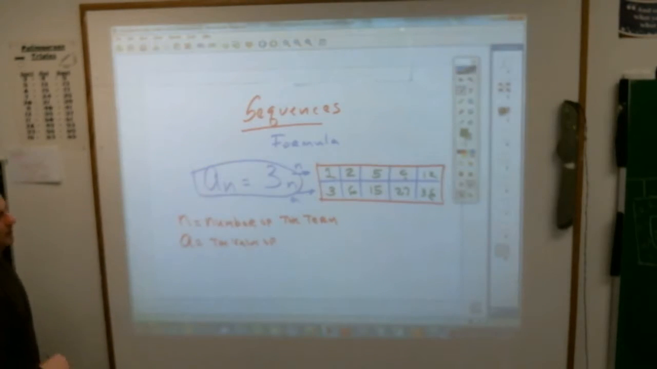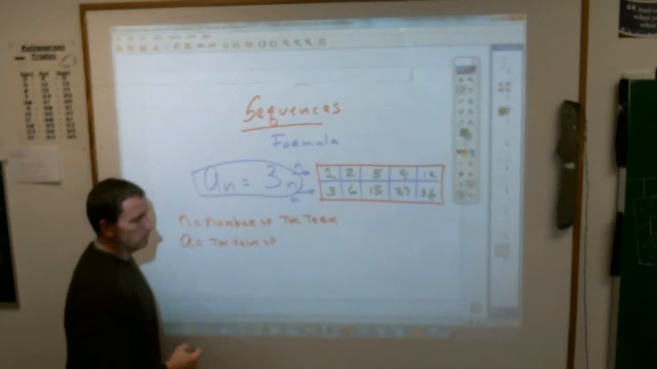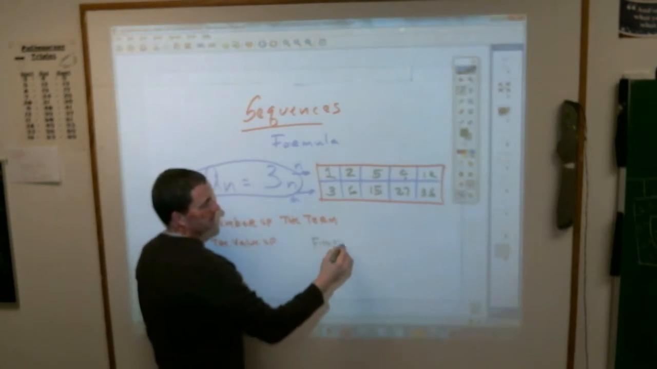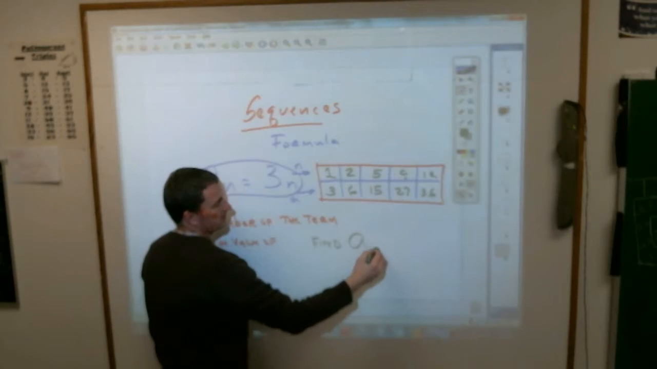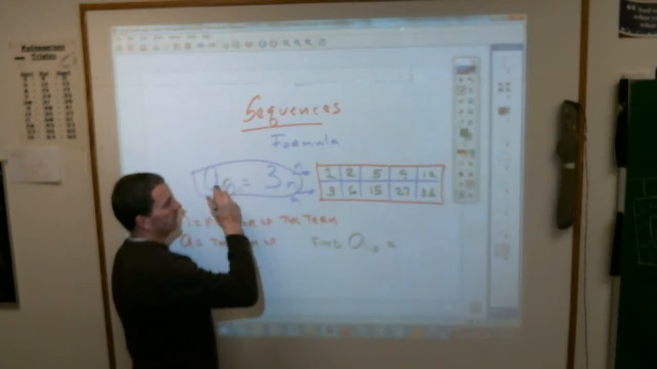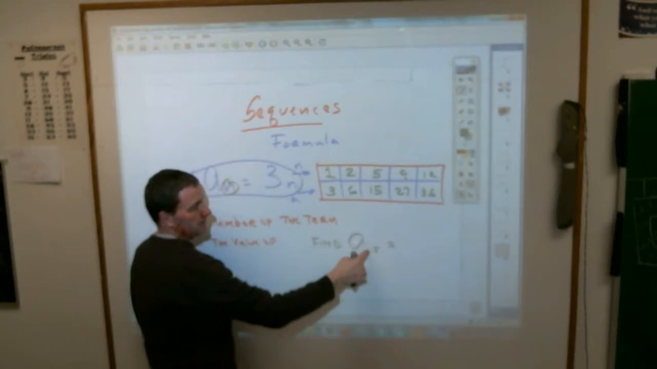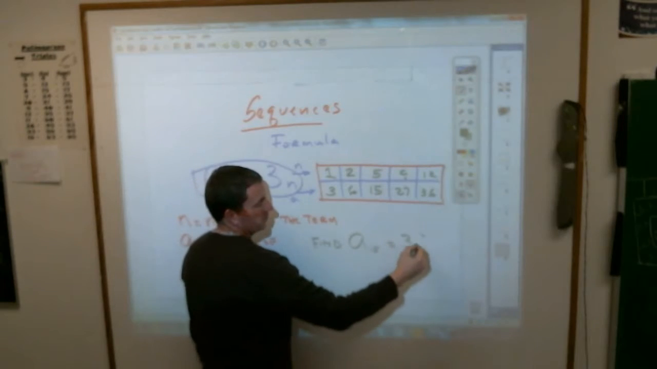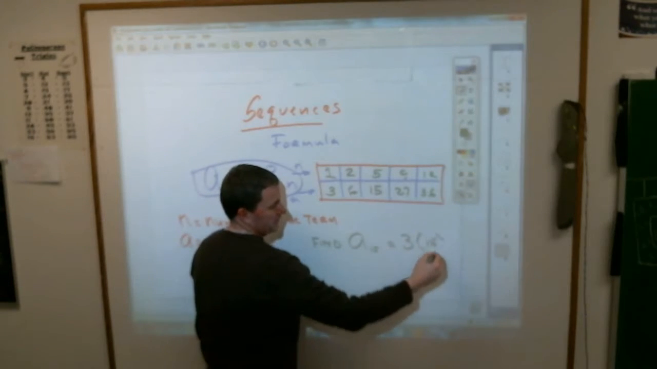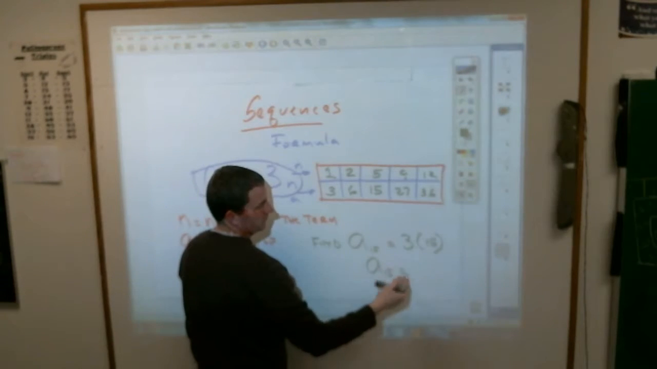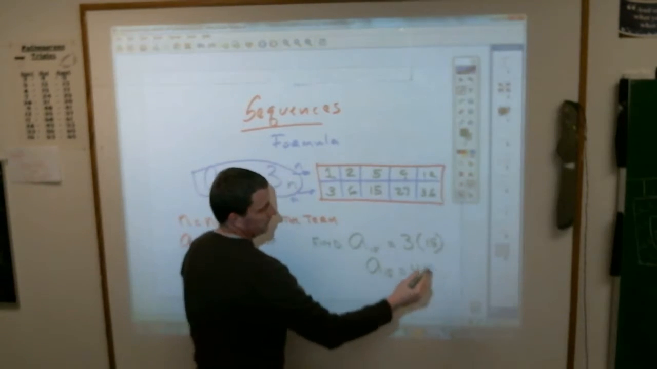They could ask you to find A sub 15. Well, that means the n is 15, so they're looking for the value of the 15th term. That would equal 3 times n, which is 3 times 15. A sub 15 is 45.